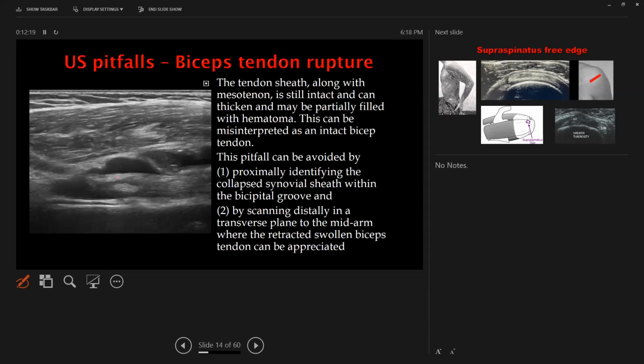Because sometimes the proximal tendon can be filled with blood or echogenic material.